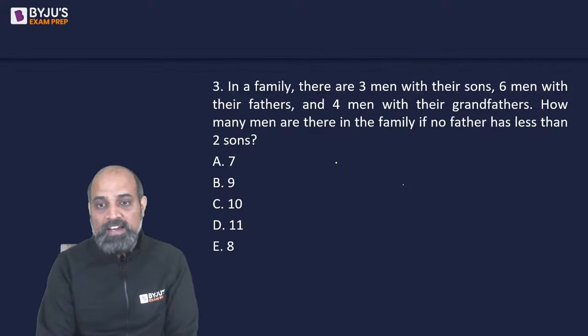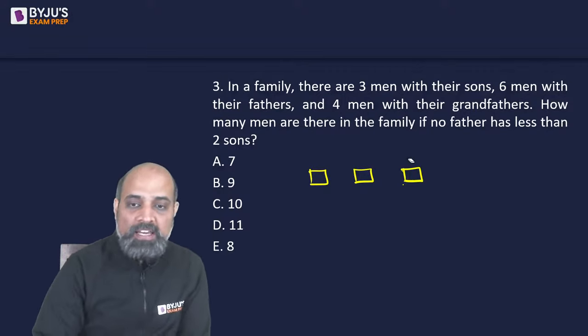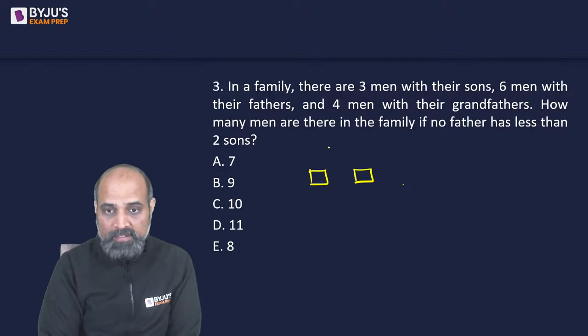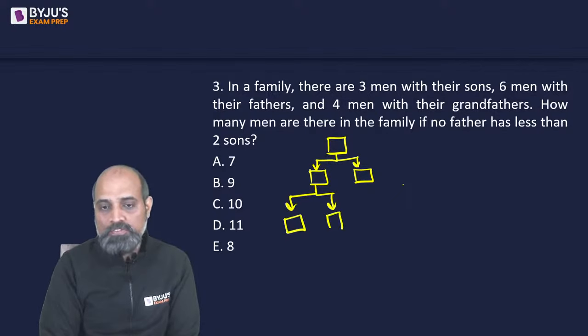So right now we have three men with their sons, right? If I want to minimize this, I will say that there are three men. So this man has got two sons. We need at least two sons, right? And they have two sons of their own, because we need at least two.